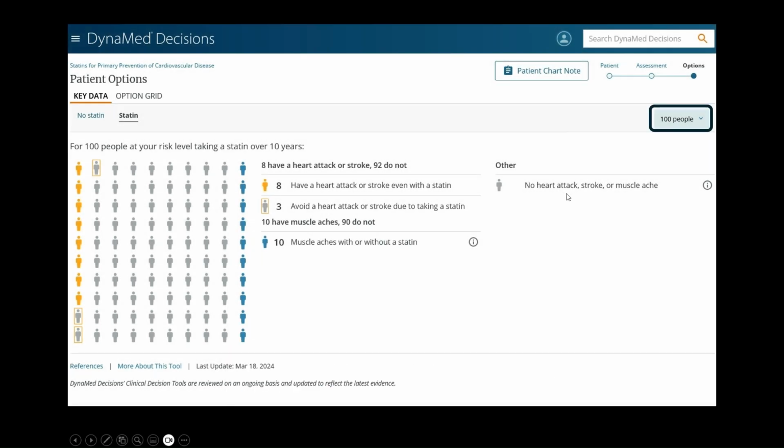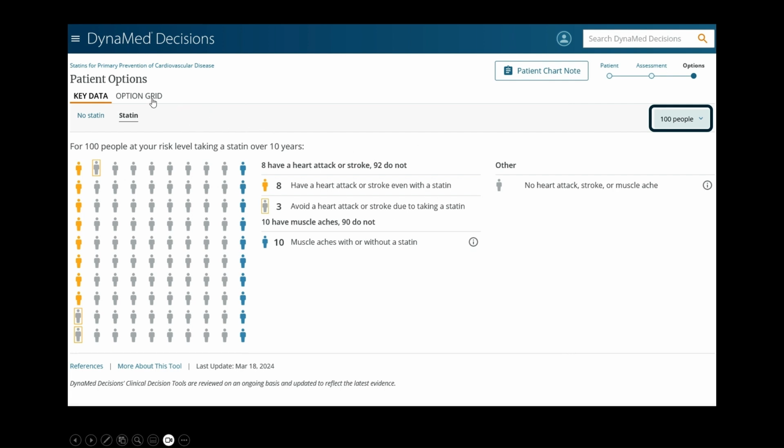Additionally, although I'm not going to show it here for sake of time, if there were interest in showing this risk visualization out of 1,000 people instead of 100 people, there is a toggle here to facilitate that. And in that case, instead of people, the risk visualization will change to squares to accommodate the 1,000 denominator.